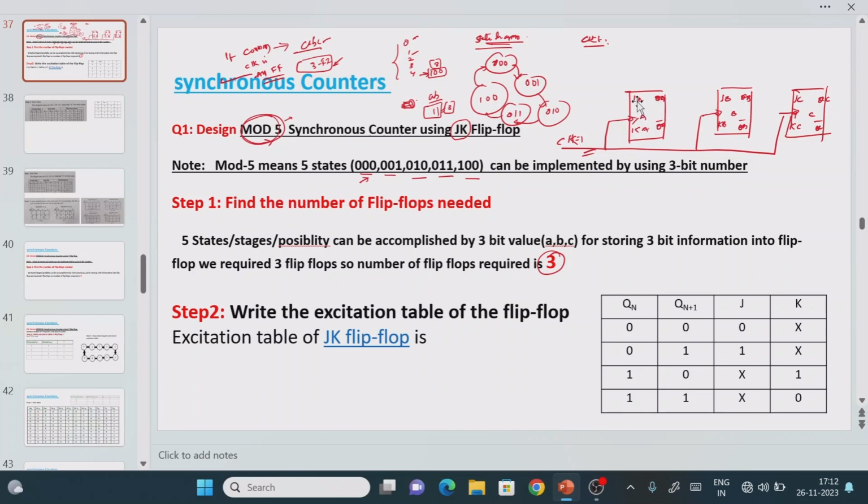Now what we are going to find out is JAKA, JBKB, JCKC. What is the next step, step 3 or step 4, whatever it may be? We need to draw the excitation table for the given flip-flop. What is the given flip-flop as per the given question? JK flip-flop is the given, right? So now we will try to write the JK flip-flop excitation table.